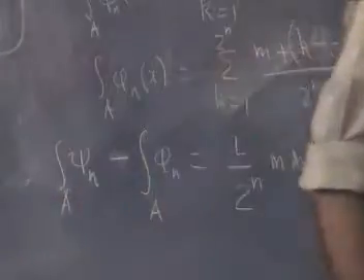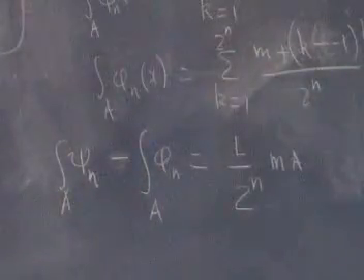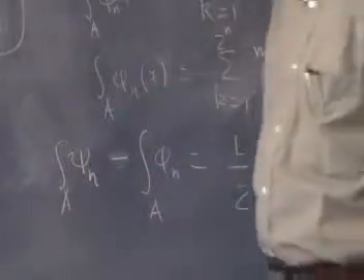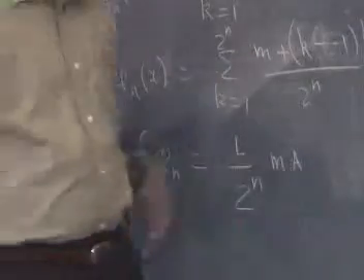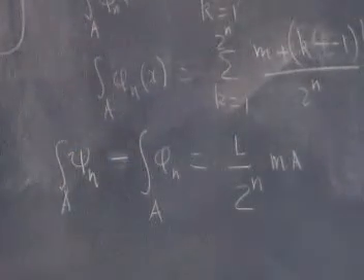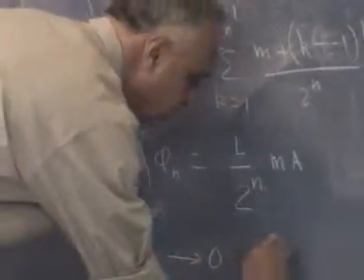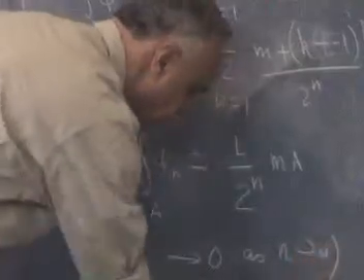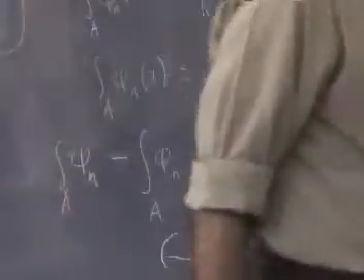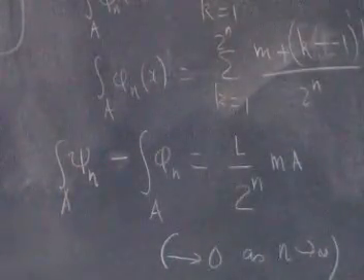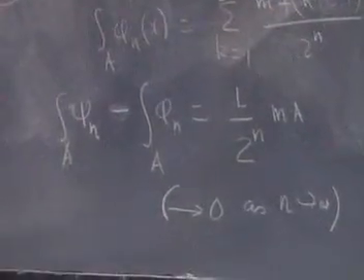But these A_kn form a disjoint union of the whole set A, so the sum of the measures will be equal to the measure of A. So what happens to this as n tends to infinity? It tends to 0. That's all I have to say. Now make the conclusion: therefore the upper integral is equal to the lower integral.